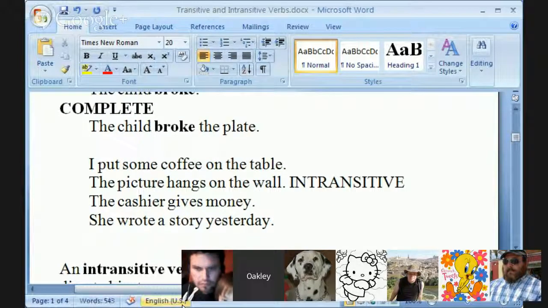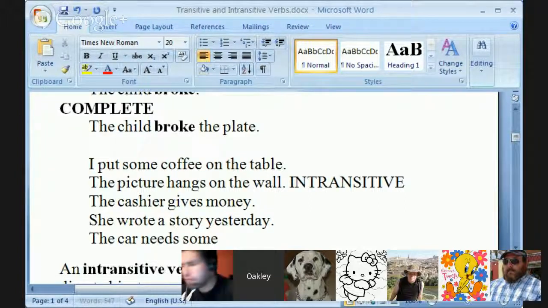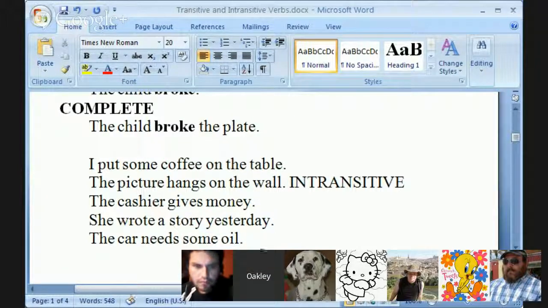Very good. Alejandro. The car needs some oil. Excellent. The car needs some oil. Perfect. Great. Some oil is our direct object noun. Excellent. Okay, William.